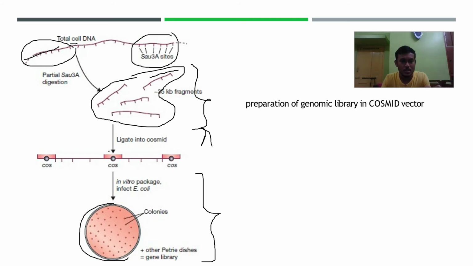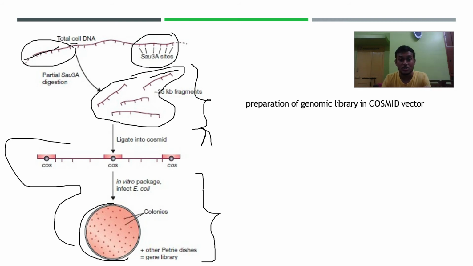So this is very simple. As you can see, we ligate all of the fragments into the cosmid, so these are cloned as per convenience, and these clones are checked for whether they are the ones that we need or the ones that we don't need.